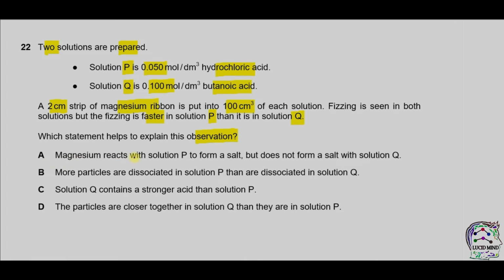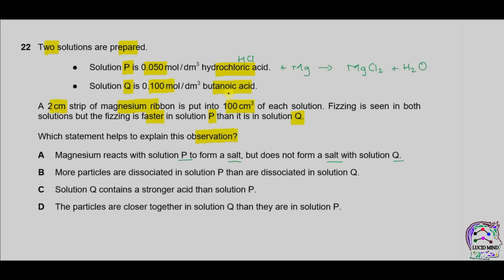Part A. Magnesium reacts with solution P to form a salt, but does not form a salt with solution Q. Let's write the chemical reaction. With hydrochloric acid, we have HCl. It reacts with magnesium to form MgCl2, which is a salt, along with the production of hydrogen. This is an acid-metal reaction to form salt.